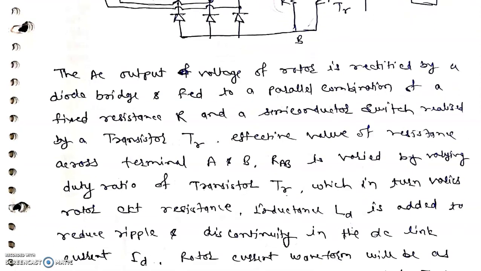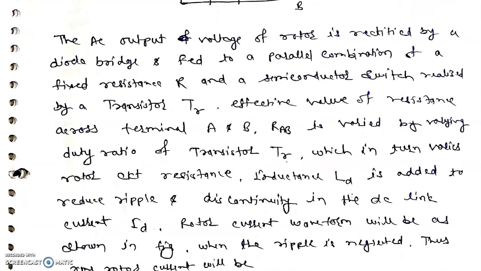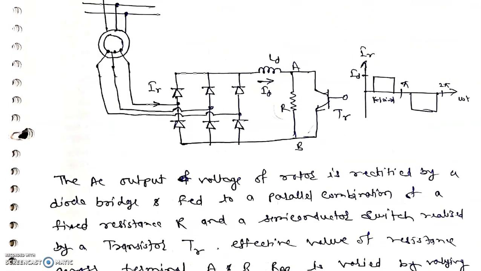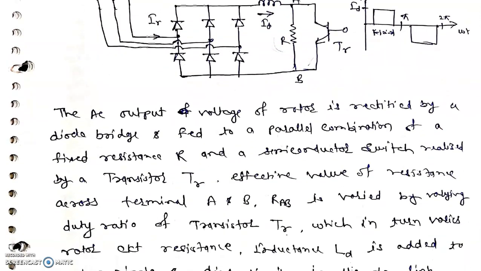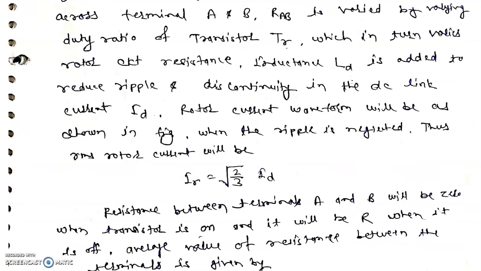Which affect the rotor circuit resistance. Inductance LD is added to reduce the ripple in the DC link current ID. So there is an inductance LD, and this LD is used to rectify the current and reduce the ripples. The rotor current waveform will be as shown in the figure when the ripple is neglected.